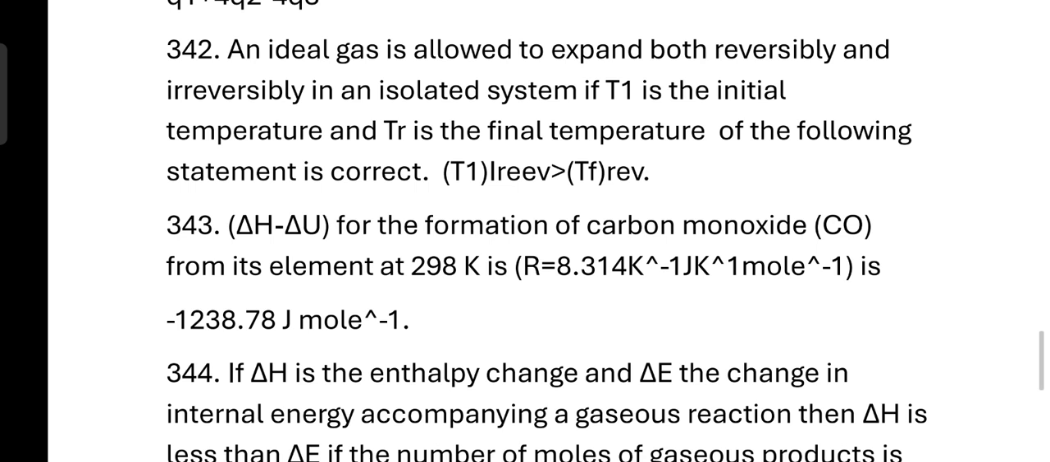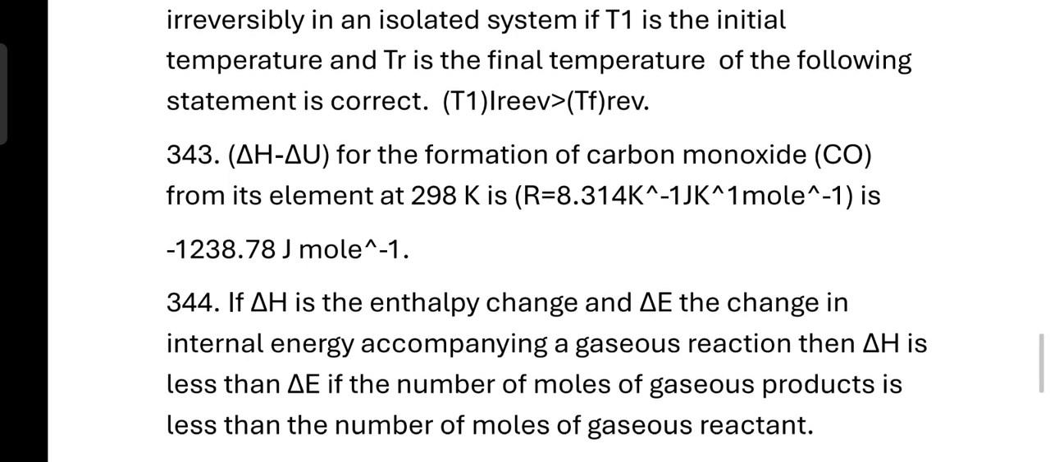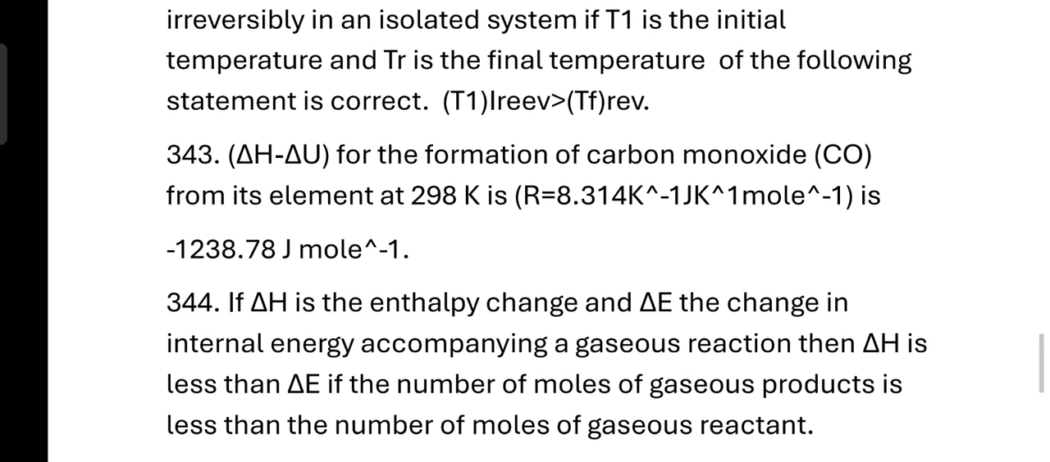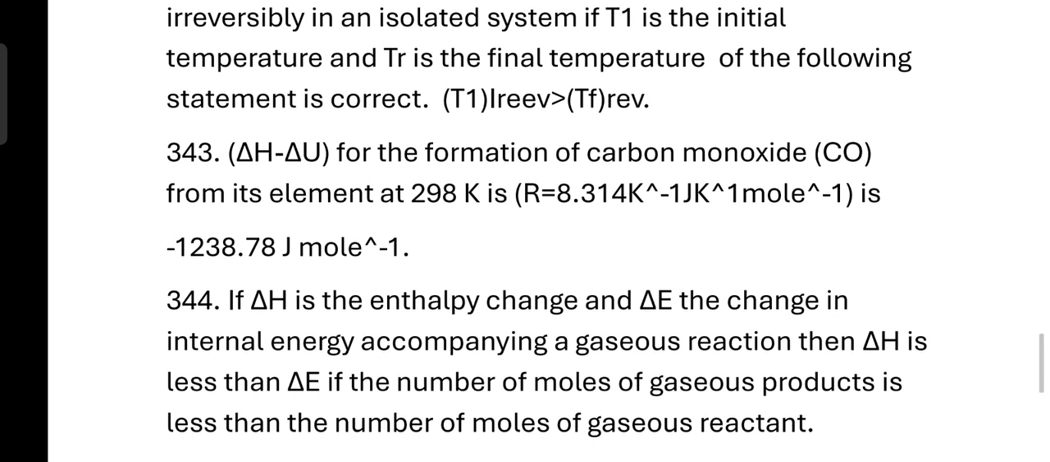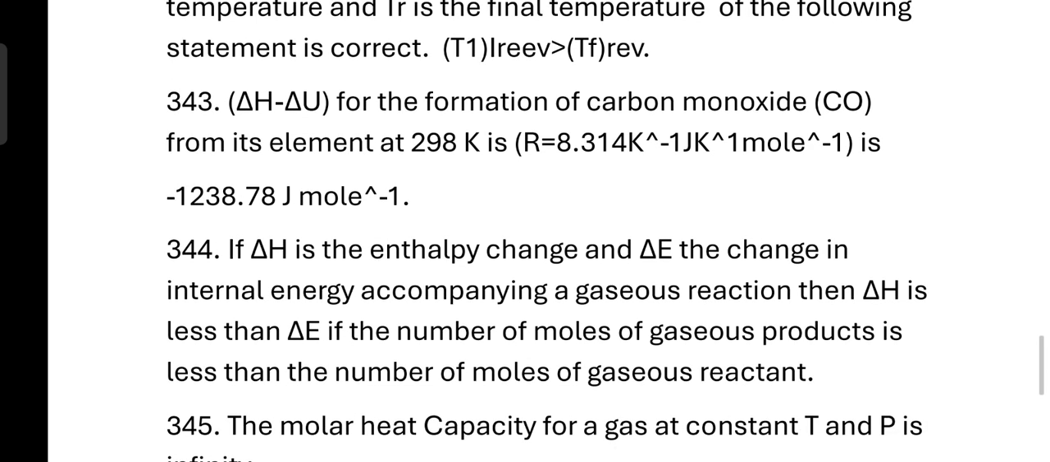An ideal gas is allowed to expand both reversibly and irreversibly in an isolated system. If T1 is the initial temperature and T_R and T_IR are the final temperatures, which of the following statements is correct? T1 is greater than T_IR, greater than T_R.